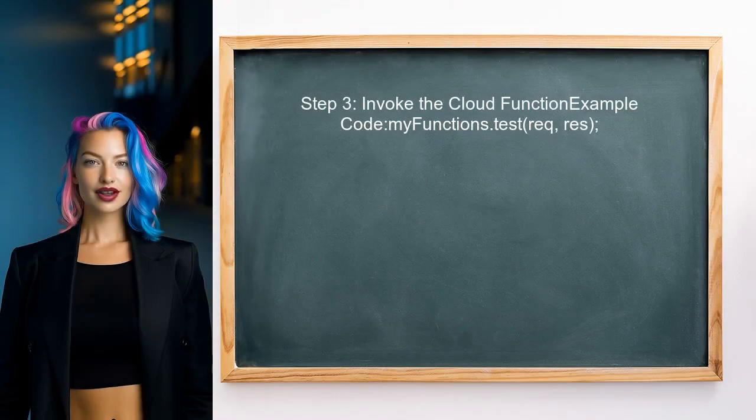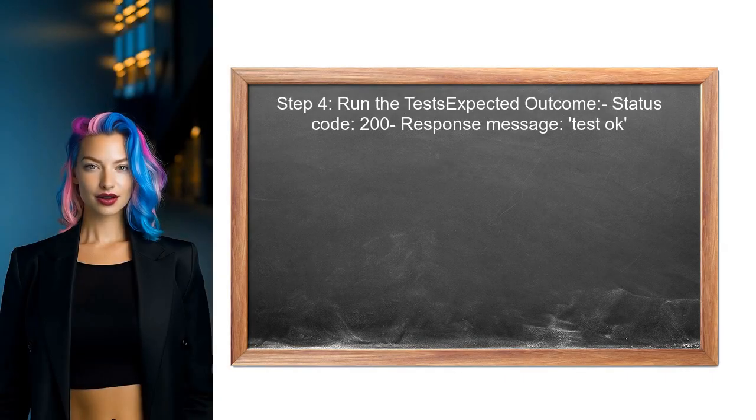Now, the user can invoke the cloud function with the updated request and response objects. This will allow them to test if the CORS middleware is functioning as expected. Finally, the user should run their tests to confirm that the function returns a status code of 200 and the expected message. This will ensure that the CORS setup is working correctly.